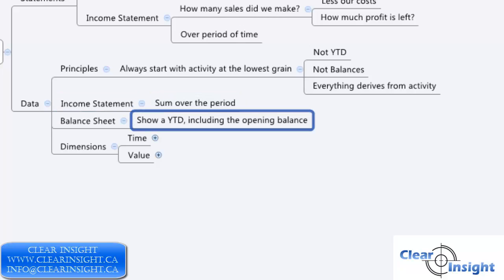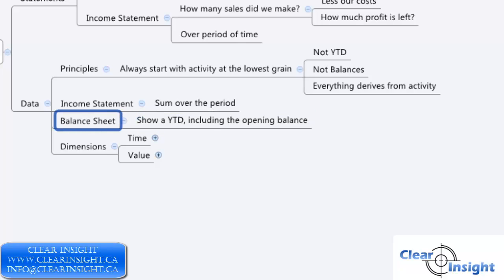For a balance sheet, how would we do it? Well, we really want to be able to show year to date, including the opening balance. So when someone asks, how much cash do we have? They're not looking for how much cash has come and gone out of an account in this period. They want to know, what's the balance in our bank account right now? So by nature, balance sheet accounts show balances, which from a data perspective is really just year to date with an opening balance.